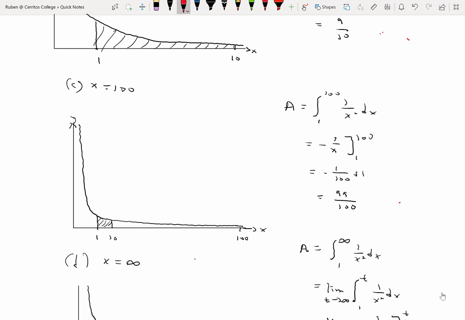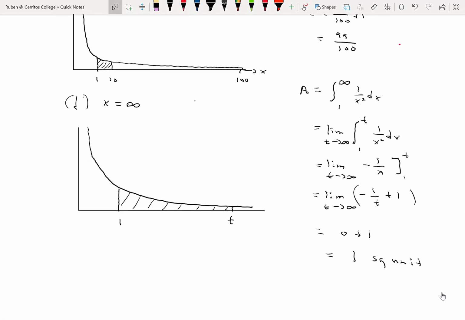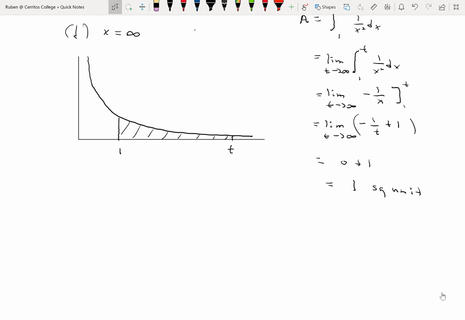We got an area of 99 over 100. So as we keep increasing x, we expect our limit to be 1. We are getting closer and closer and closer to 1. The bottom line of all this is that what this is bringing up is the concept of an improper integral. Now it writes in red. Improper integral.